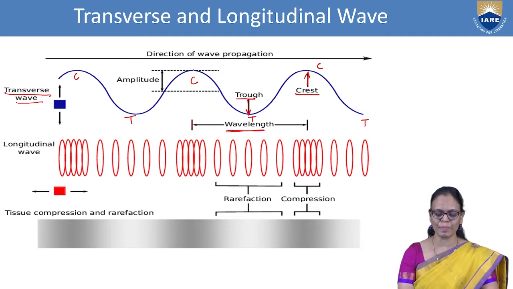Wavelength is the distance between two consecutive crests or two consecutive troughs. That also gives us the wavelength. Now coming to longitudinal wave.